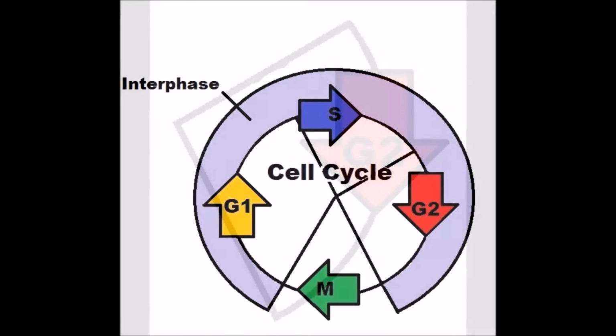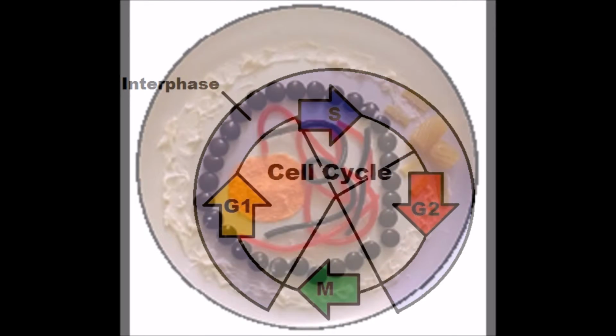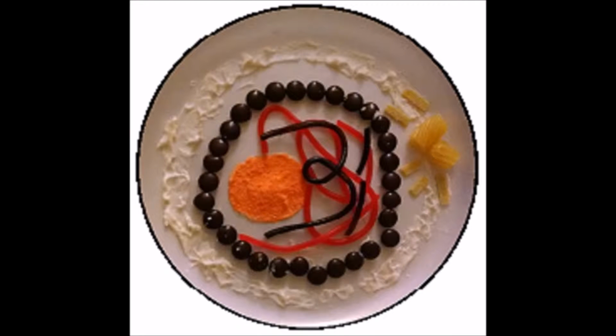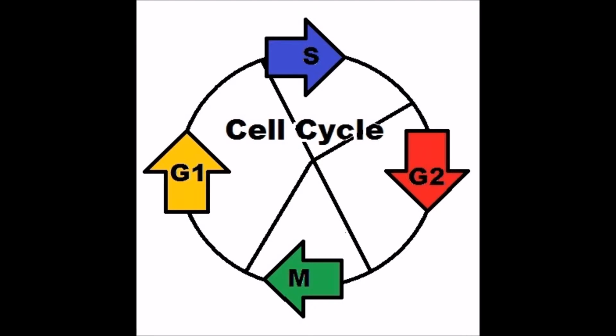Interphase is the state of the cell during the majority of the cell cycle until mitosis begins. During interphase, the nuclear membrane is clearly visible, as well as the nucleolus. Chromatin is a mass of DNA and proteins that will condense into chromosomes and is located within the cell's nucleus. Once the cell is ready, it can proceed to the M phase.